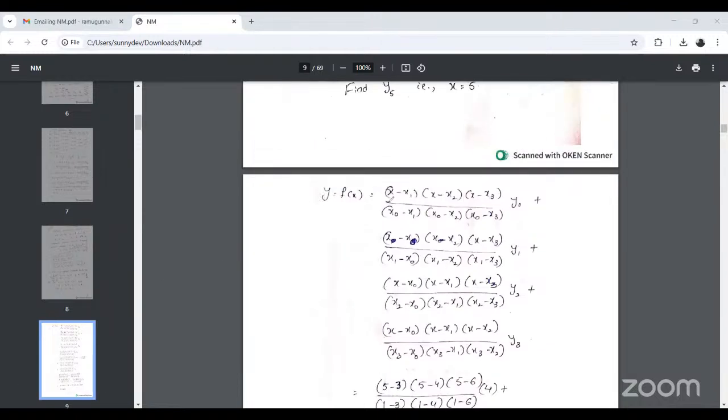Okay. (x minus x1)(x minus x2)(x minus x3) over (x naught minus x1)(x naught minus x2)(x naught minus x3) into y naught, plus. Then (x minus x naught). So observe here, in the first term the x naught term will not be there, but in the denominator every value is subtracted from x naught, into y naught, plus. Now here there is no x1.